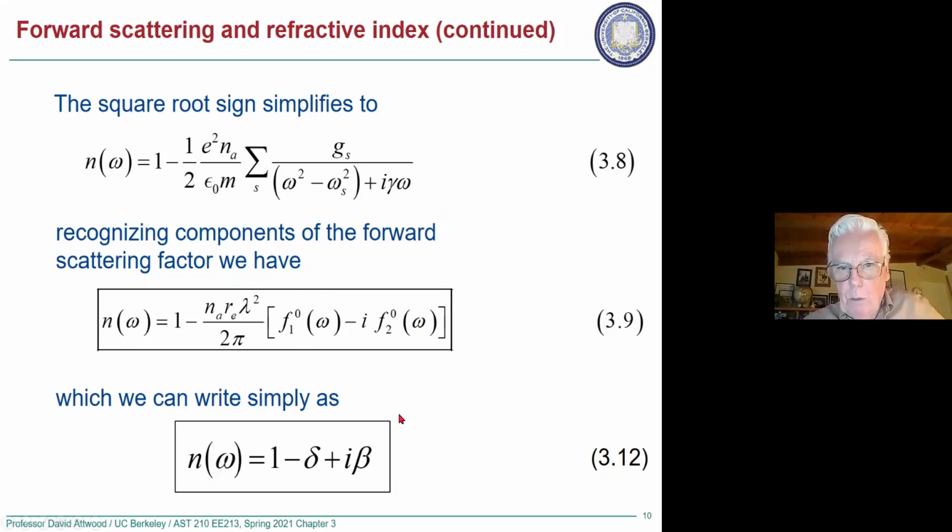And this, we wind up writing this as, just in shorthand, 1 minus delta plus I beta. There's a minus and a minus, so that's a plus. And this should have a plus sign for the waves we've assumed. The plus sign assures us of absorption.